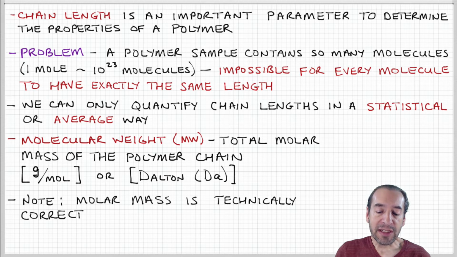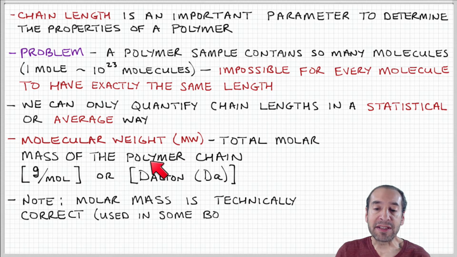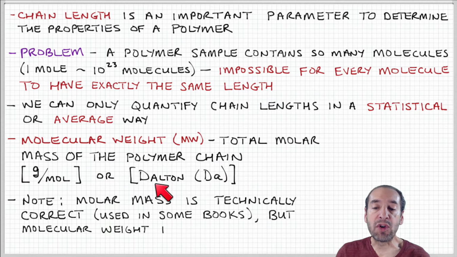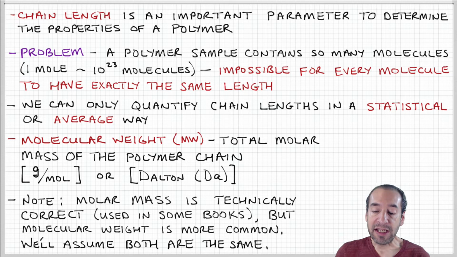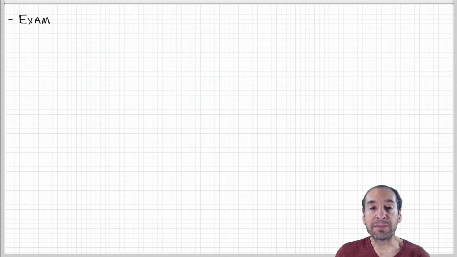So the molecular weight expresses the total molar mass of the polymer chain. And it has units of grams per mole or Daltons, which again is equivalent. And apologies to the chemists in the audience. When we use molecular weight, we're really talking about molar mass. And in fact, some books use the term molar mass instead of molecular weight. But we're going to use these terms interchangeably for the purposes of this course.